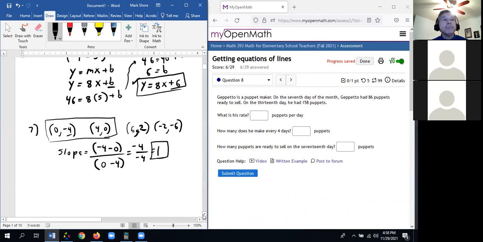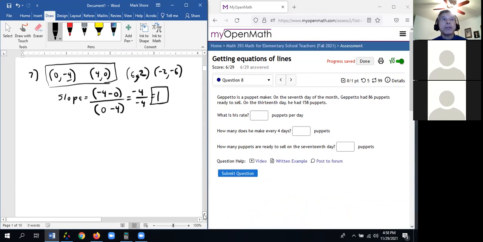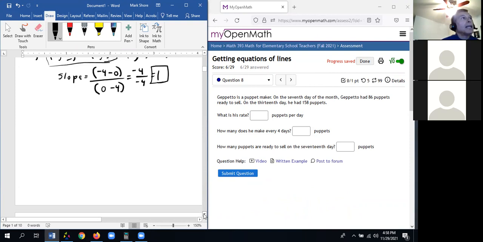So I think this one's from Pinocchio. Here, this one. So on 8, it says, Geppetto is a puppet maker. On the 7th day of the month, Geppetto had 86 puppets. So on the 7th day, he had 86 puppets. Then on the 13th day, he had 158 puppets.